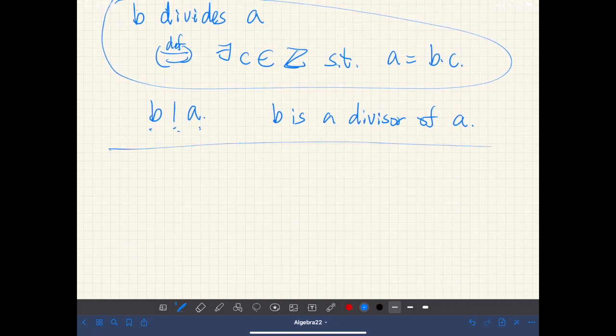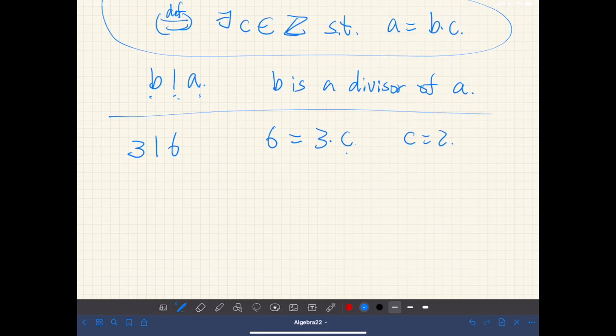Let's see a simple example. 3 divides 6. According to this definition, there should be some integer such that 6 is equal to 3 times c. So of course this c is 2 in this case. And 4 does not divide 6. So in this case we write like this. So for any integer c, we cannot satisfy this equation. This never holds as long as c is an integer. Therefore 4 does not divide 6.